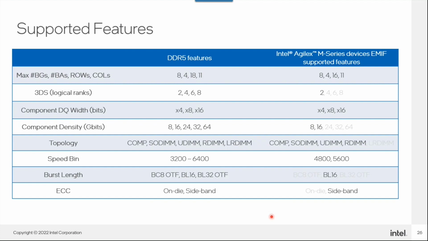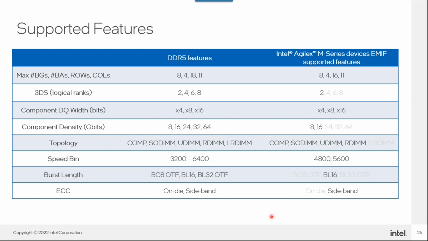In this table, I tried to compare the generic DDR5 features versus the DDR5 features that we're planning to use currently with our Agilex M series devices. As I said, this is what we're planning currently, so this might change by the next Quartus release, which is 22.4. But right now, we are supporting only component density of 16 gigabits and the speed bin up to 5,600.